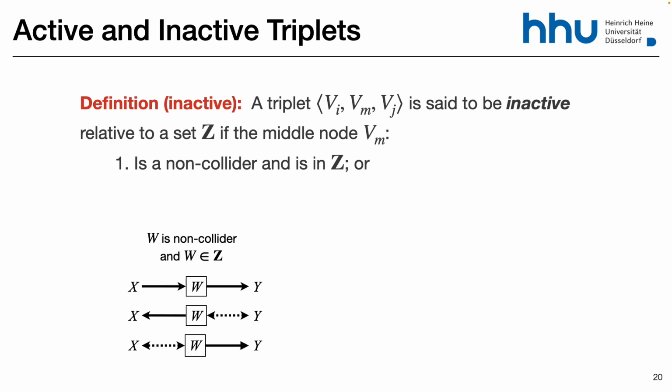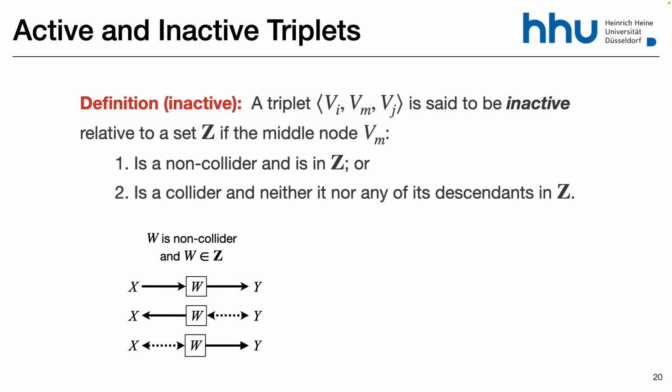So X and Y are dependent. See here that I'm using dashed arrows. The fact that W is a non-collider is the only thing that matters, and it's in a square because I'm conditioning on it. So W is part of the set Z. So X and Y are independent given a set Z that contains W. That's the idea of inactivity. We are just talking about triplets. So this triplet here becomes inactive once I condition on W.